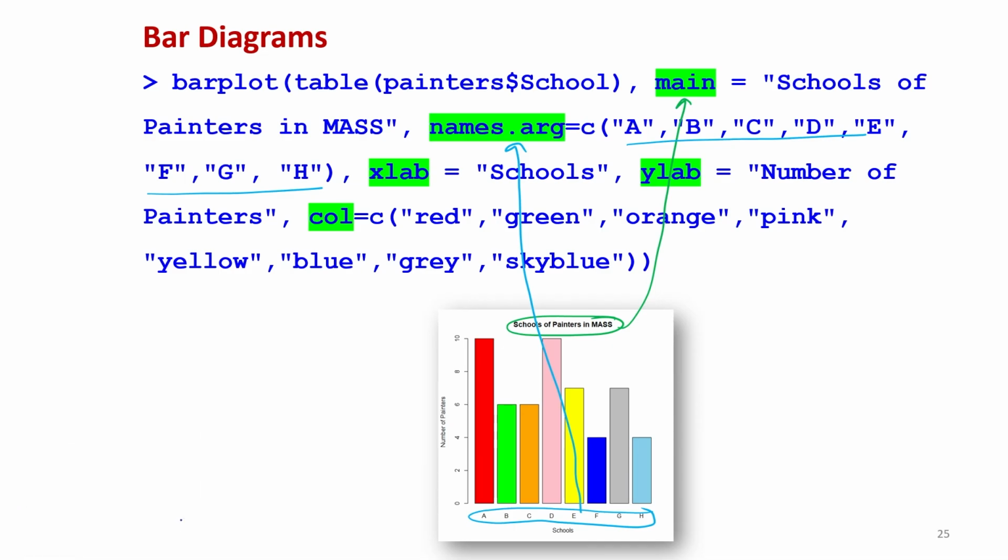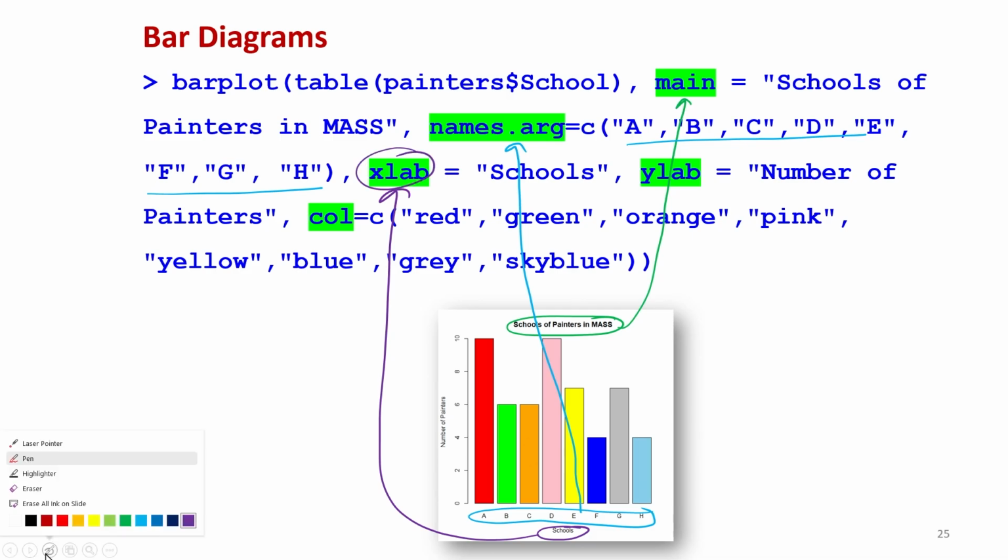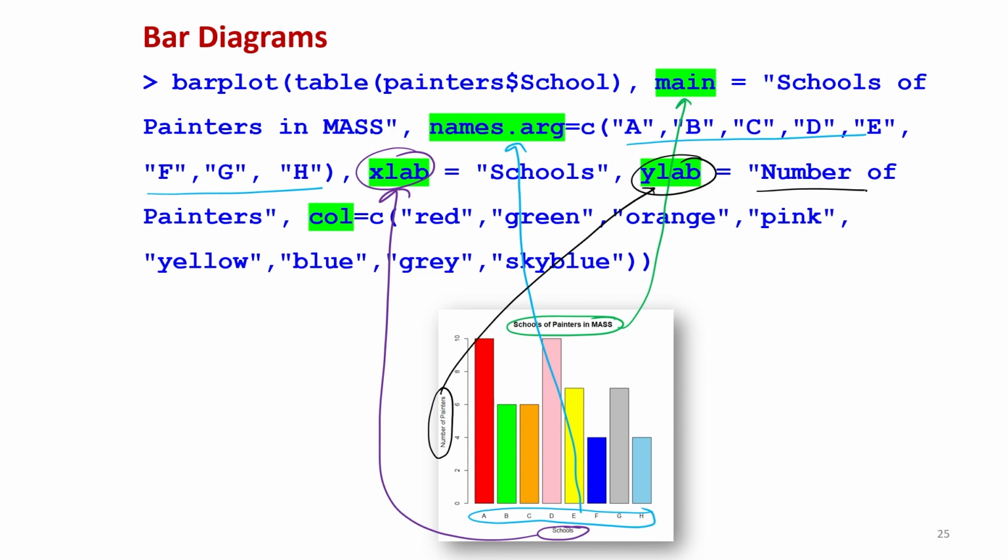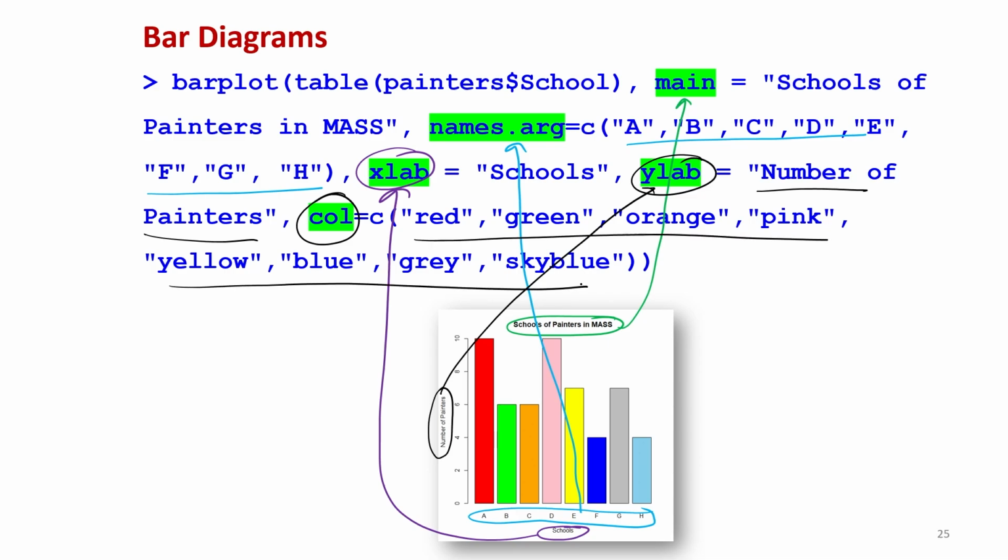Similarly, if I want to give this heading on the x-axis, I can do this by xlab is equal to school, and similarly if I want to give a label on the y-axis, this is given by ylab, which is number of painters. And if I want to give the different types of colors, then I can use the command col, and within it as a data vector I can give the list of the colors which I want, say red, green, orange, pink, yellow, blue, gray, sky blue, and they will appear in the same sequence over here.